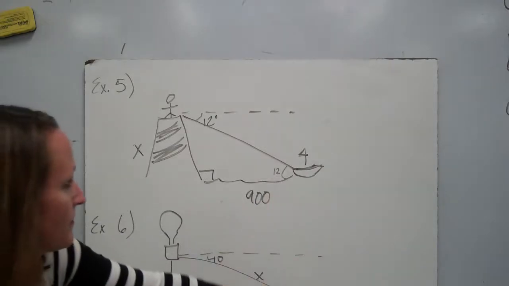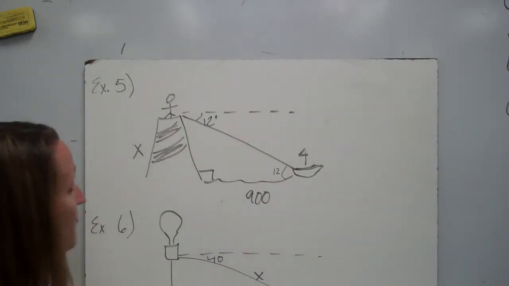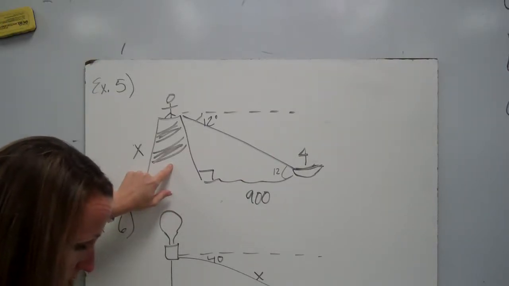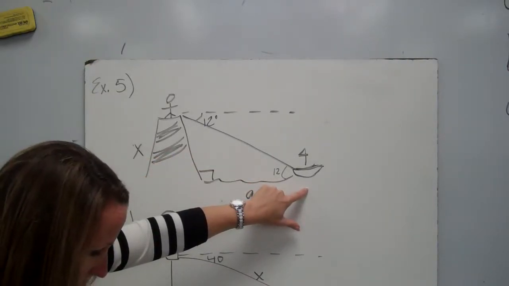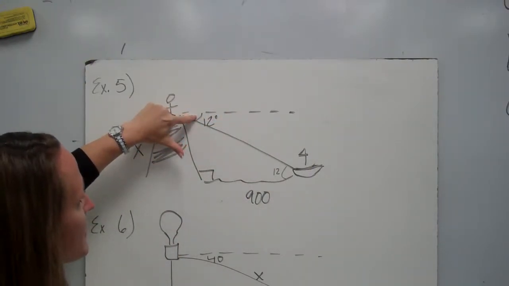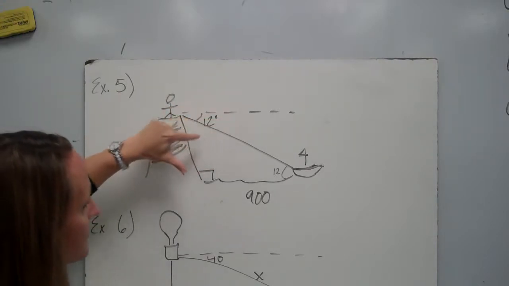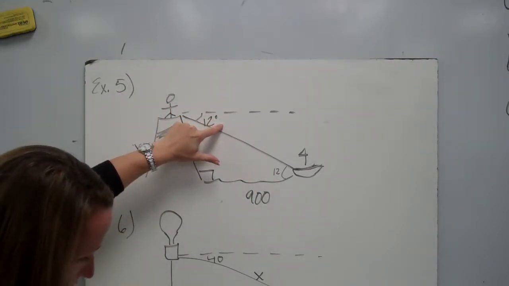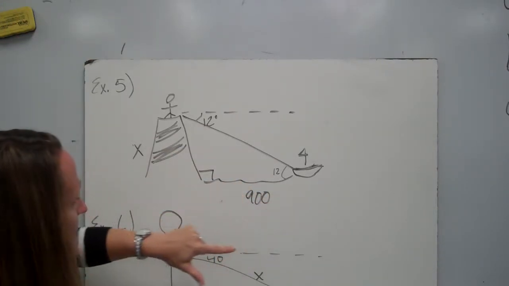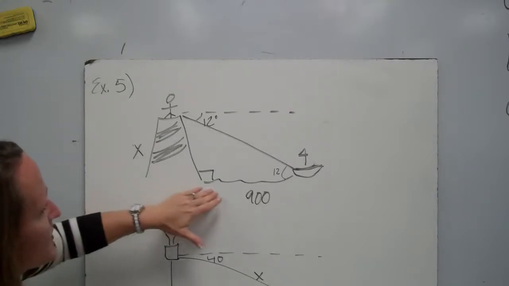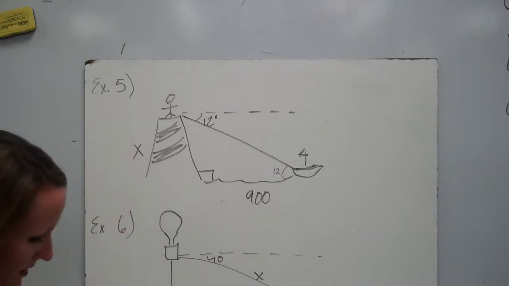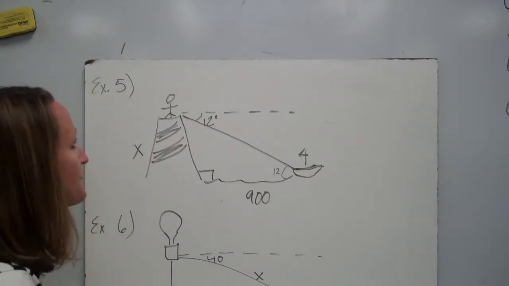So let's try some. In example 5 on your notes, it says from the top of a lighthouse, this is my lighthouse, an observer notices a boat and finds the angle of depression to be 12. So keep in mind, here's my line of sight, here's my angle of depression between the line of sight and the actual slant downward. The boat is 900 feet from the bottom of the lighthouse. What is the height of the lighthouse? So here's my 900 feet from the bottom of the lighthouse to the boat. We're looking for the height of the lighthouse.